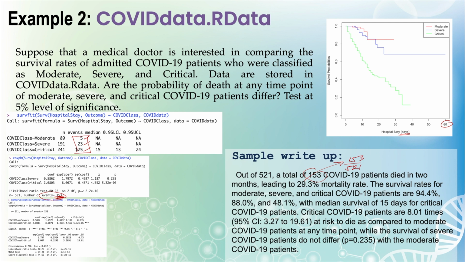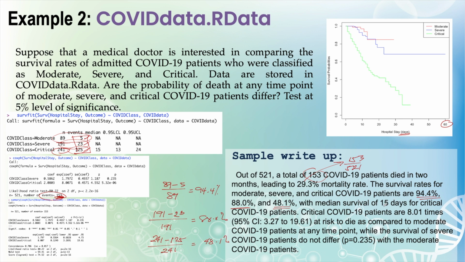The survival rates for moderate, severe, and critical COVID-19 patients are 94.4%, 88.0%, and 48.1%. Again, 94.4% is calculated as 89, and then we have 5 patients died out of 89, so that is 94.4%. Whereas for the other one, we have 191 and 23 died. So the survival rate is 191 minus 23, the number of patients who survived or did not die, out of 191. So that's 88% for the severe. And for the critical, we have 241 patients, 125 died. So 241 minus 125 over 241, that is 48.1% survival.